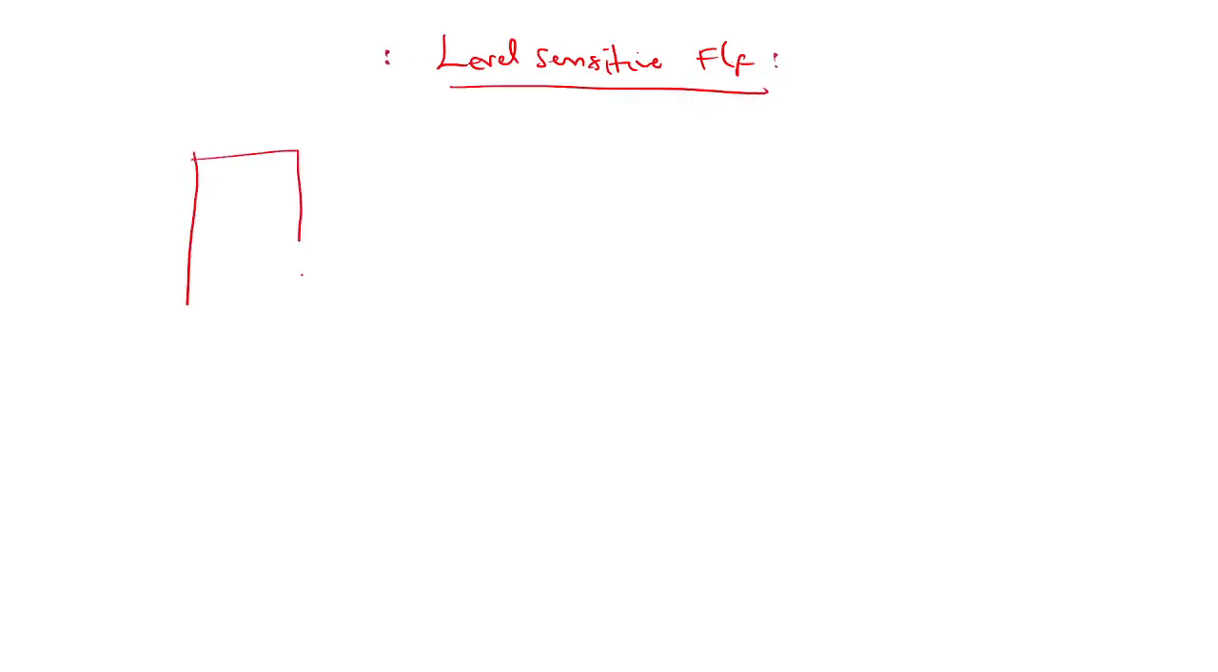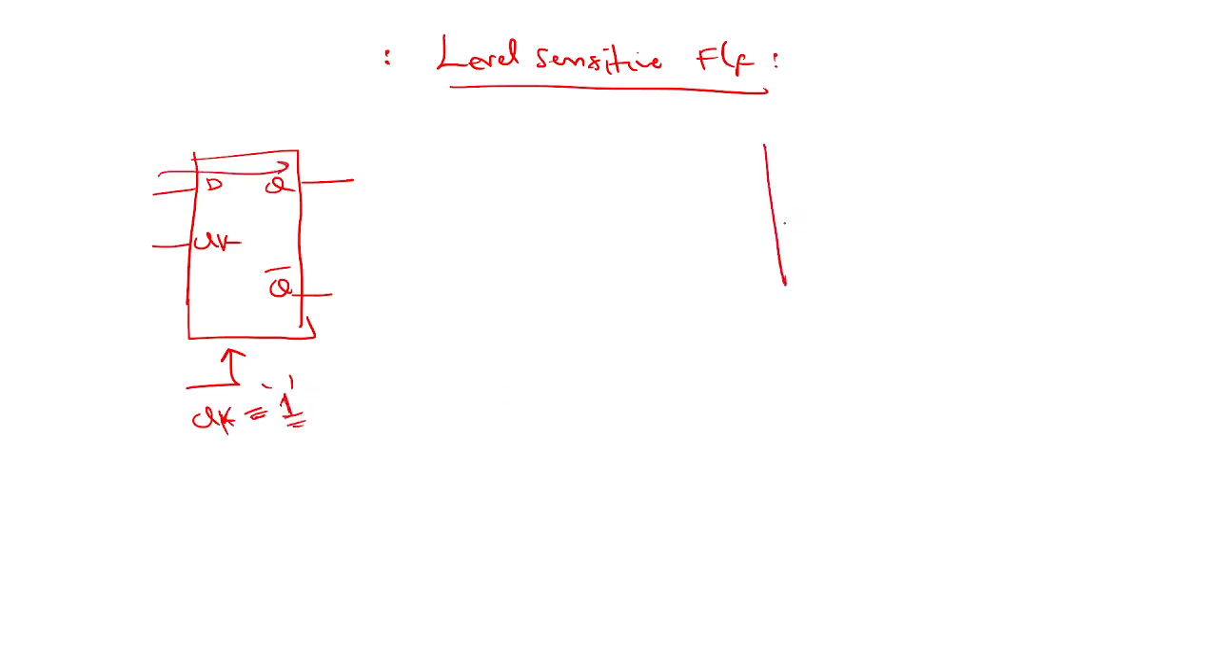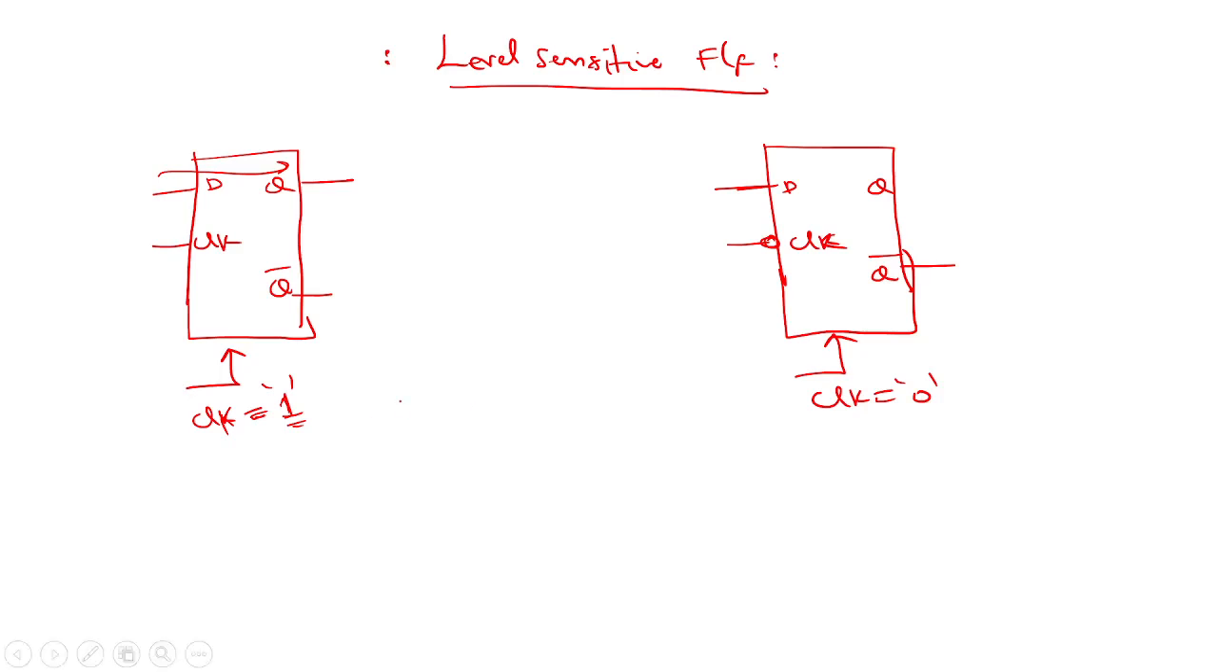Before that, let me establish the basics very, very clearly. Level sensitive flip-flops, right? Let's say, for example, this is a D flip-flop. This is Q, Q bar. This is clock. Now here, this flip-flop is sensitive to clock equal to 1. Whenever clock equal to 1, only then the input, output, transfer and everything will take place, right? I can also have a flip-flop something like this. Clock. Now you see this. Now this flip-flop output is sensitive to clock equal to 0. Just a symbol.